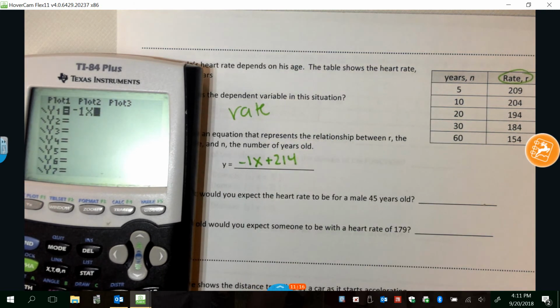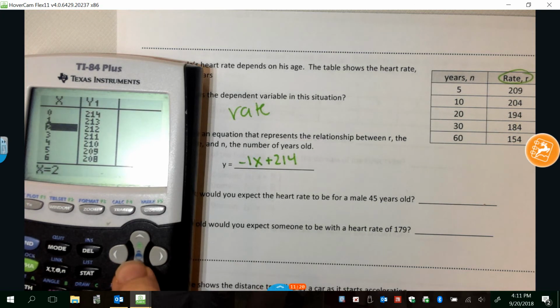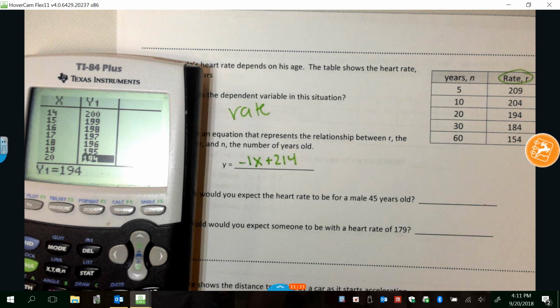So let's type that in our calculator. Negative 1x plus 214. And check our table. So at 5, 209, which matches. 10, 204, which matches. 15 isn't there. 20 is. 194, which matches. So right away I know that this is my correct equation.